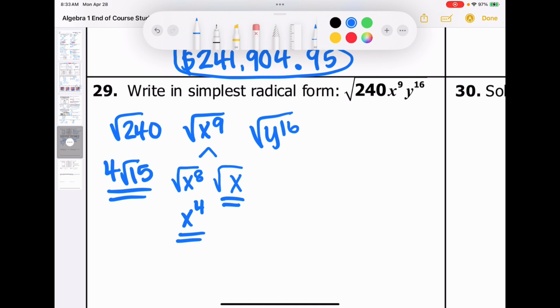And then the last part, square root of y to the 16th, that we can go ahead and simplify because 16 is an even number. So 16 divided by 2 is 8.